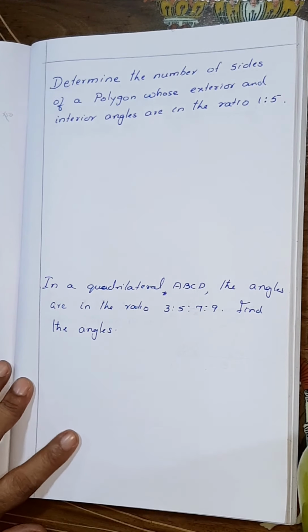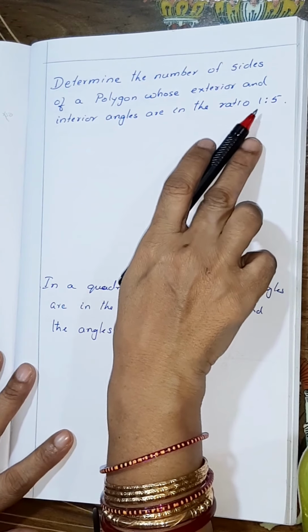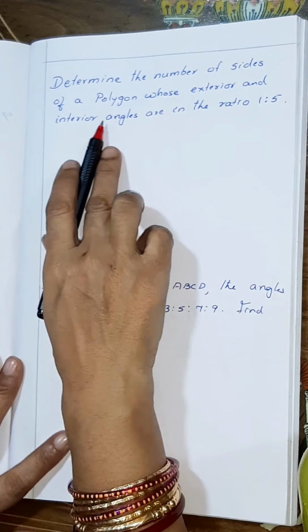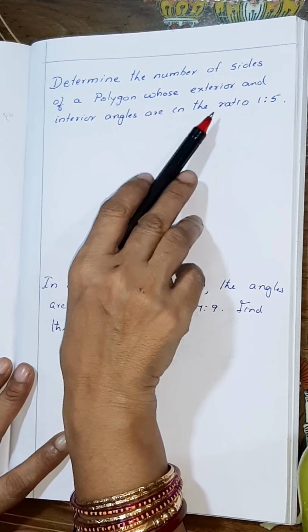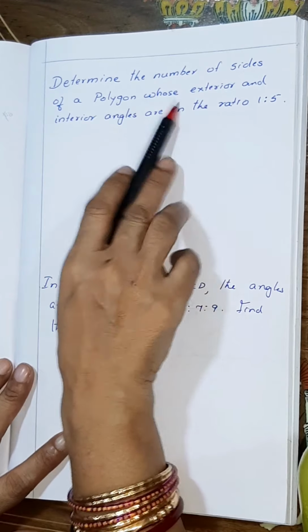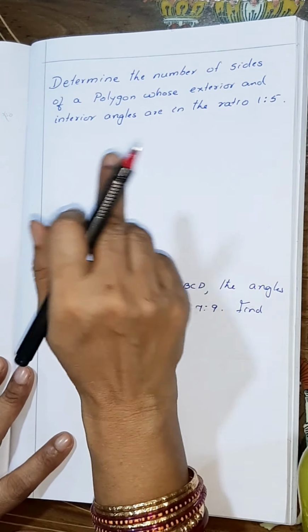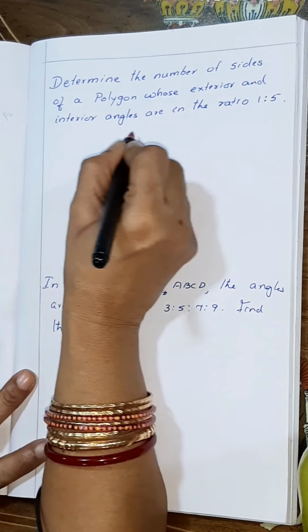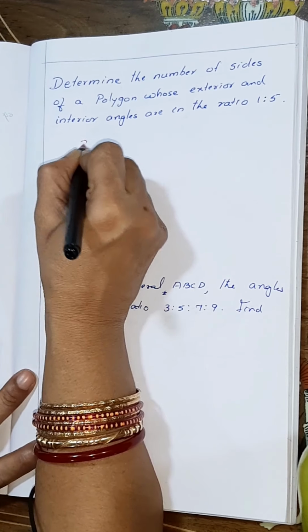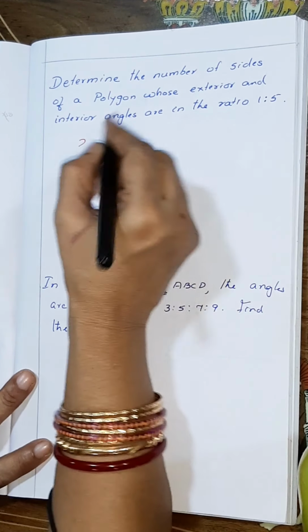Determine the number of sides of a polygon whose exterior and interior angles are in the ratio 1:5. Now, we do not know how many sides, we have to find the number of sides. They have given the ratio of the exterior and interior angles. So, exterior and interior angles form a linear pair. So, you can say x, so exterior angle to interior angle is 1:5.